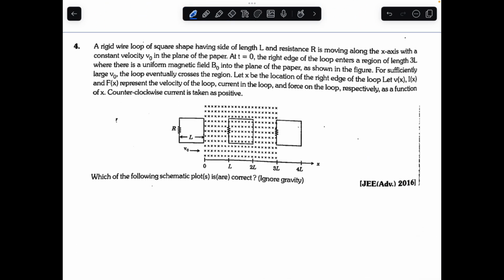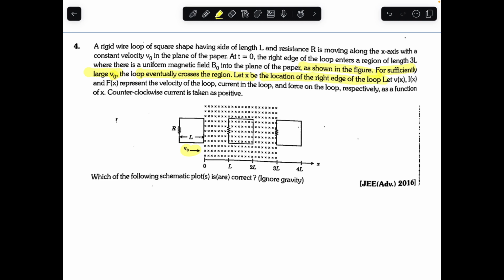Fourth question. A rigid square loop of side capital L and resistance capital R is moving along the x-axis with a constant velocity v naught in the plane of the paper. At t equal to 0, the right edge of the loop enters the region of length 3L where there is a uniform magnetic field B naught into the plane of the paper, as shown in the figure. For sufficiently large v naught, sufficiently large means it should not stop before crossing the distance 3L, the loop eventually crosses the region.